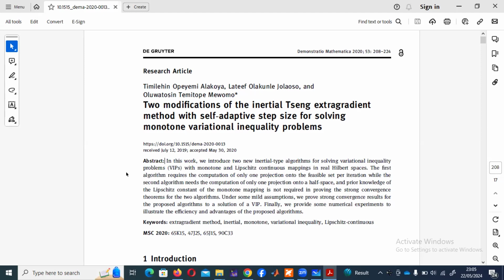That is number one. So now you go there. Now let me read that to you. In this work, we introduce two inertial type algorithms for solving relational inequality problems. So what they are telling us is that they want to give us two methods, and they use those methods to solve a relational inequality problem. They also made it clear that it is a relational inequality problem that is associated with a monotone and Lipschitz continuous mapping.